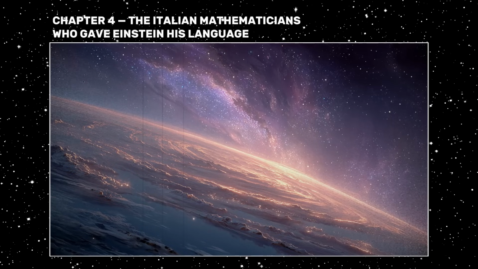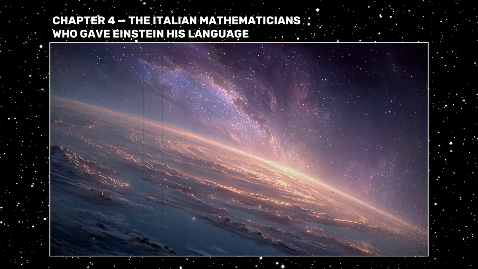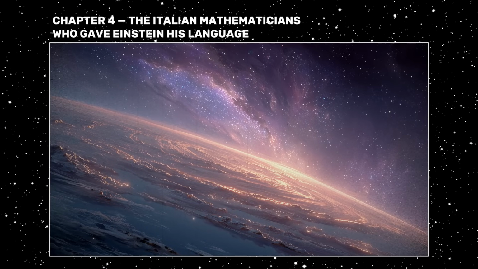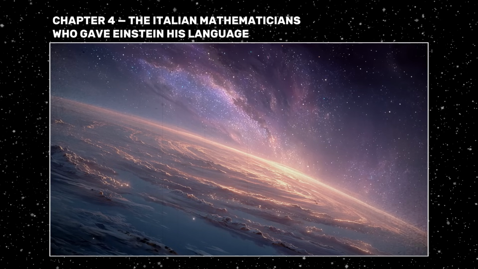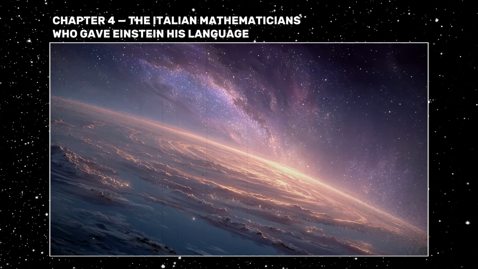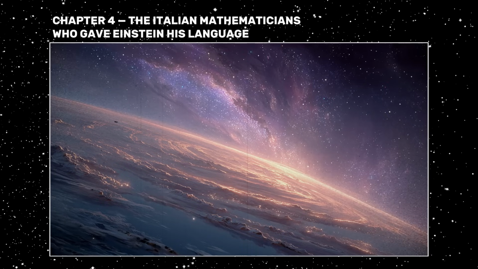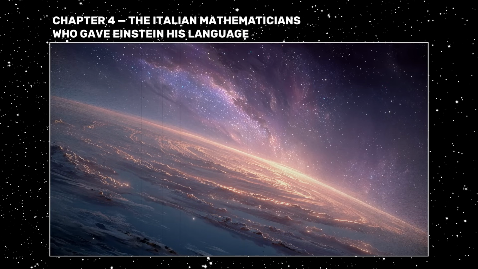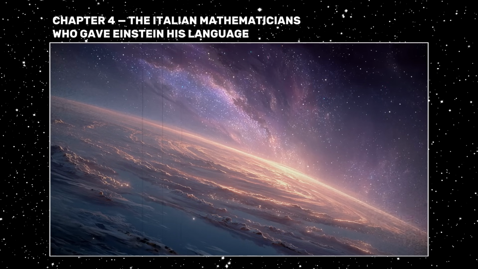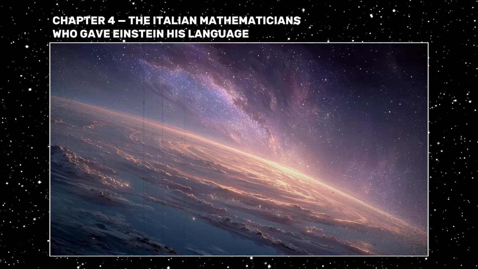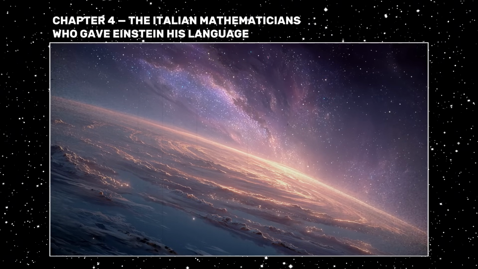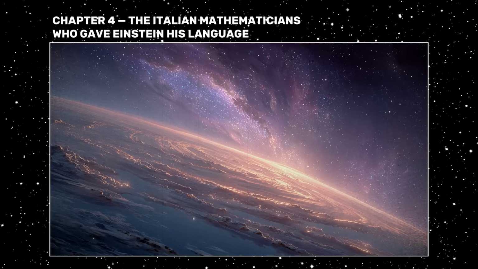That language was the creation of two Italian mathematicians, Gregorio Ricci Curbastro and his student Tullio Levi-Civita, whose work in the late 19th and early 20th centuries provided the indispensable tools Einstein needed to describe a curved universe. Without their development of tensor calculus, general relativity could never have been expressed.